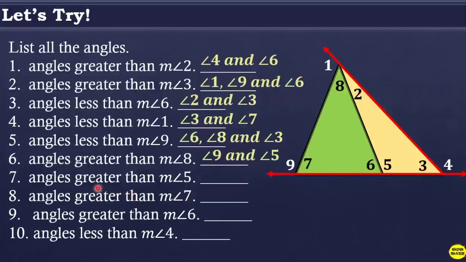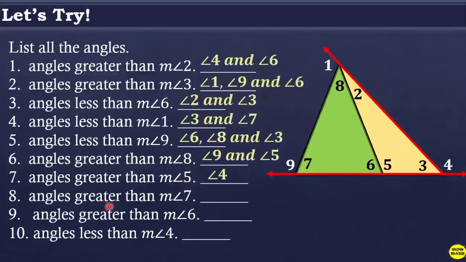Now, greater. Greater than the measure of angle 5. So, ibig sabihin, exterior angle to. So, kung ito po si interior angle, remote interior niya, ano po yung exterior angle na hindi adjacent sa kanya? So, we have, sa yellow triangle, we have angle 4. Okay? Meron pa po ba? Wala na po. So, we only have angle 4.